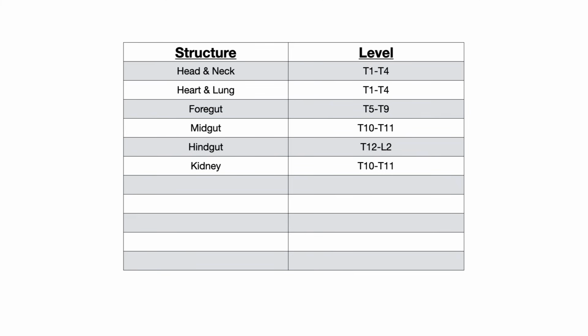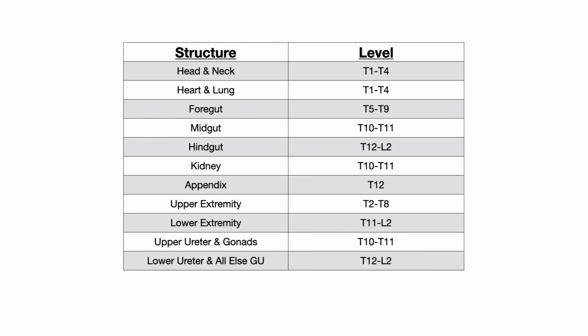Kidney, T10 to T11. Appendix, T12. Upper extremity and lower extremity. So we've got 2 extremities here. First, the upper extremity is T2 to T8, and the lower extremity is T11 to L2. The upper ureter and the gonads are both T10 to T11, and the lower ureter and everything else that could possibly be asked in the GU system besides the gonads, which we've already said is T10 to T11, but everything else and the lower ureter is T12 to L2.